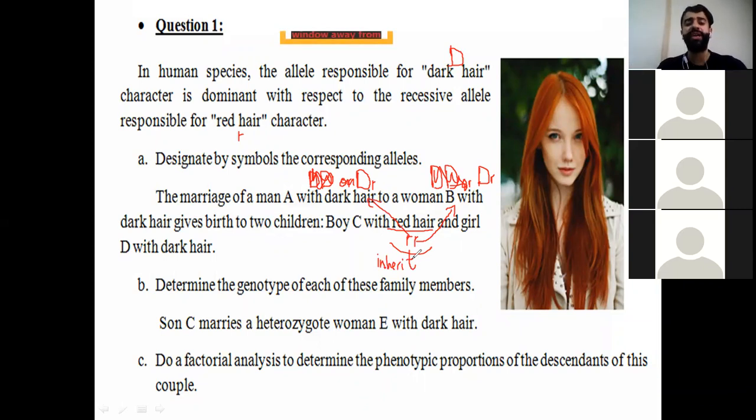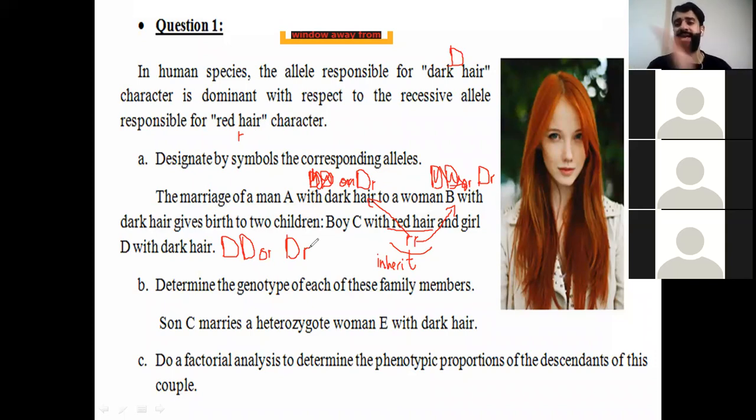Mahdi, what do you think? The girl D with dark hair. What is the possible genotype, or what are the possible genotypes? Yes, Mahdi. She has dark hair, so sure, she has the allele D, right? So what is the second allele? It could be DD or DR. We have two possibilities. Either it's DD or DR.